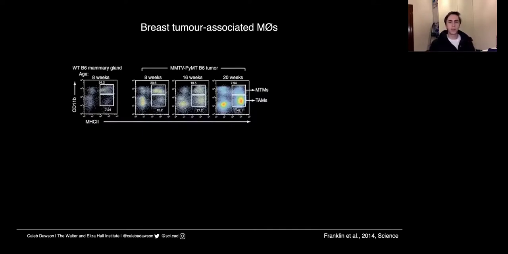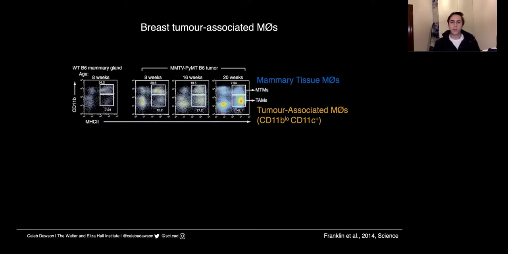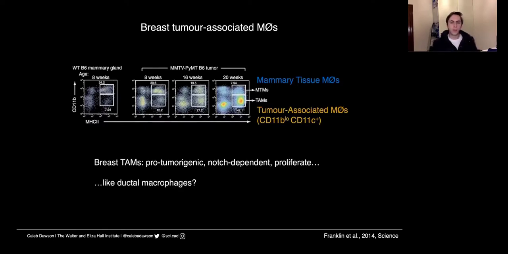Now, switching tack a bit into breast disease, in breast cancer, breast macrophages or tumor-associated macrophages are different to the normal macrophages. So in the normal breast, we have the CD11B positive cells. And as tumors progress, they get more and more of these CD11B low TAMs. So this study separated them into mammary tissue macrophages and tumor-associated macrophages, which has this really interesting phenotype. And this really piqued our interest because the breast TAMs are pro-tumorigenic, they're Notch dependent, and they can proliferate. And so all of these features seem really similar to the ductal macrophages.